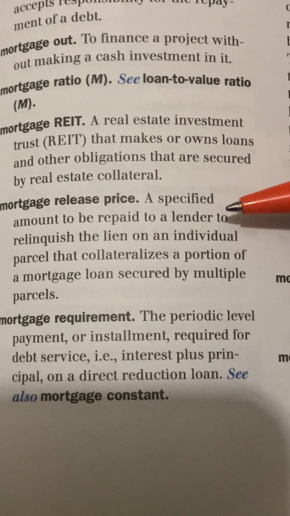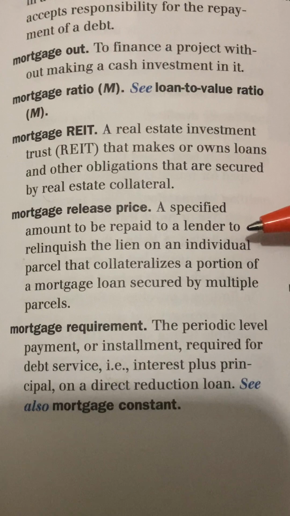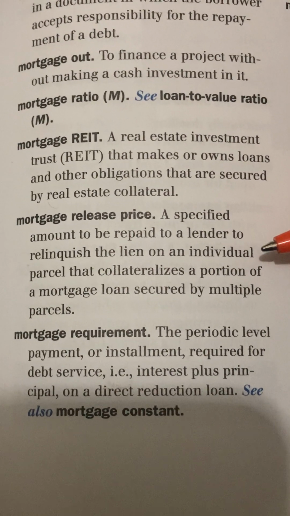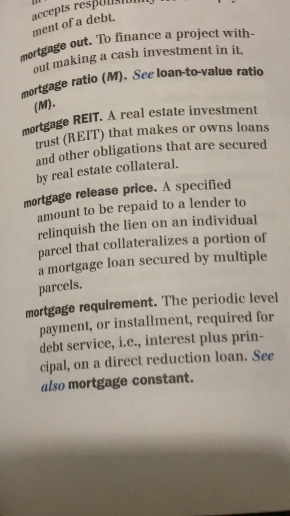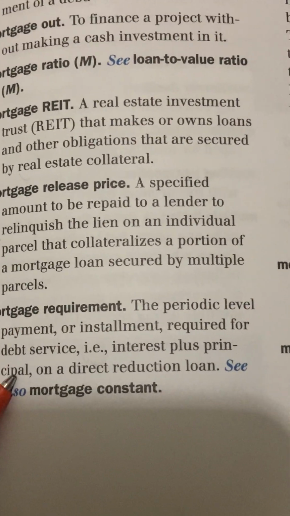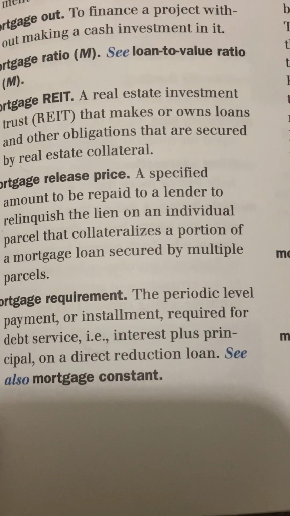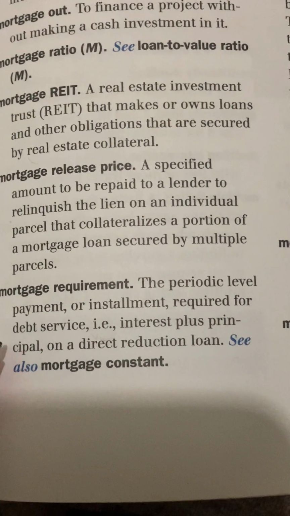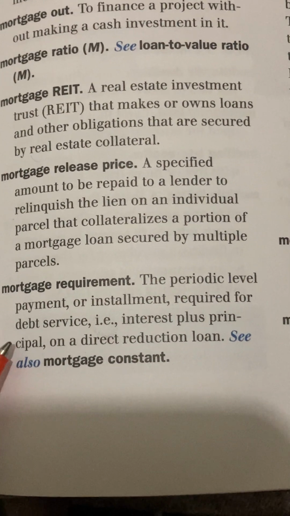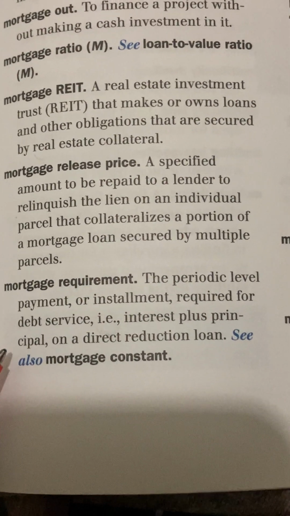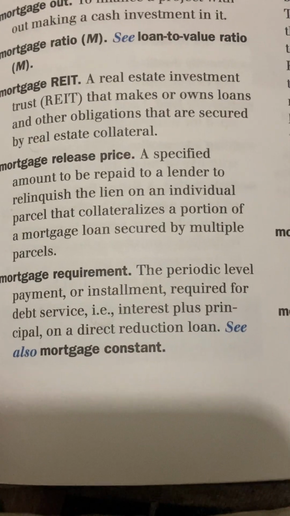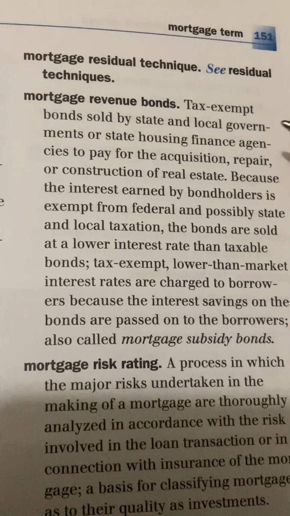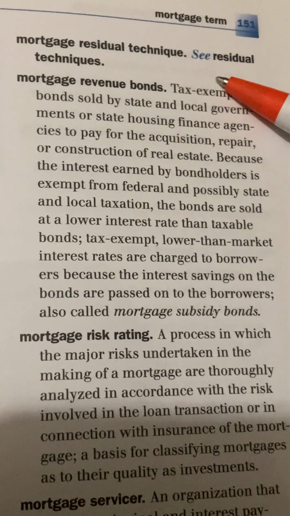Mortgage release price. A specified amount to be repaid to a lender to relinquish the lien on an individual parcel that collateralizes a portion of a mortgage loan secured by multiple parcels. Mortgage requirement. The periodic level payment or installment required for debt service, for instance, interest plus principal on a direct reduction loan. See also mortgage constant. Mortgage residual technique. See residual techniques.